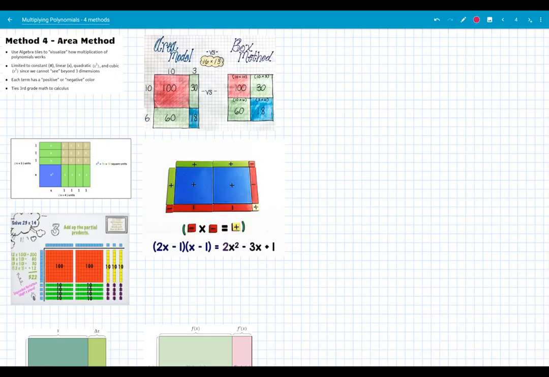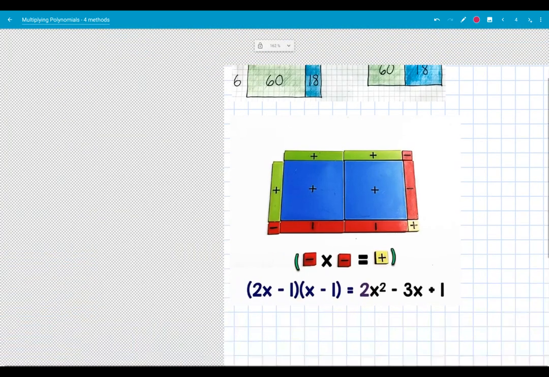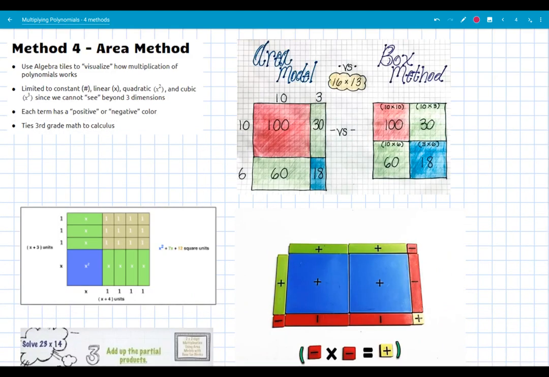This last method is called the area method. This is a method that helps you visualize how multiplication of polynomials works. In Common Core, they use this starting in 3rd grade, and this area method works all the way into calculus for, I believe, integrals and derivatives. So it's a powerful method. It's a great way of seeing how it works and connecting it. For those of you who are visual learners, this may be something to look at and try.